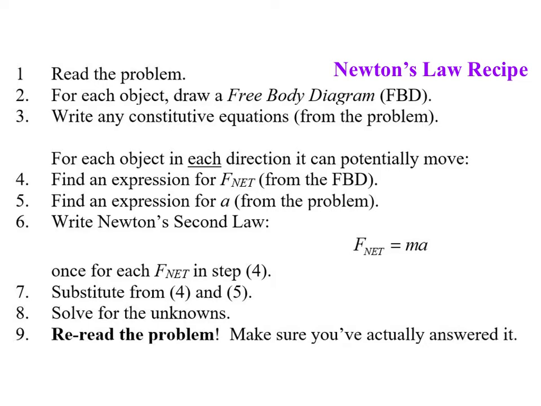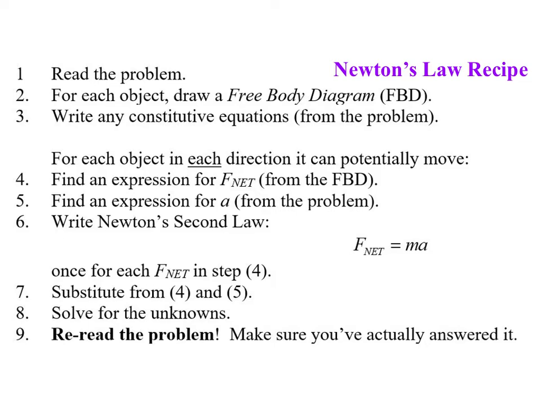Step 1, read the problem. Step 2, for each object, draw a free body diagram. Step 3, write any constitutive equations from the problem. That means things that aren't necessarily Newton's law or that are always true, but in this case are known to be, like m equals 62 kilograms or something like that. Things that were given that you want to make connections of that aren't Newton's laws.